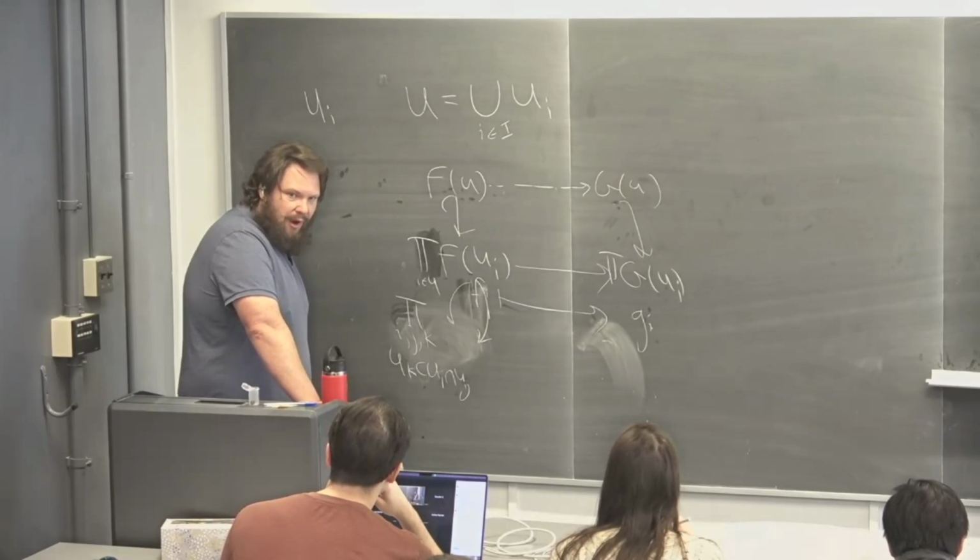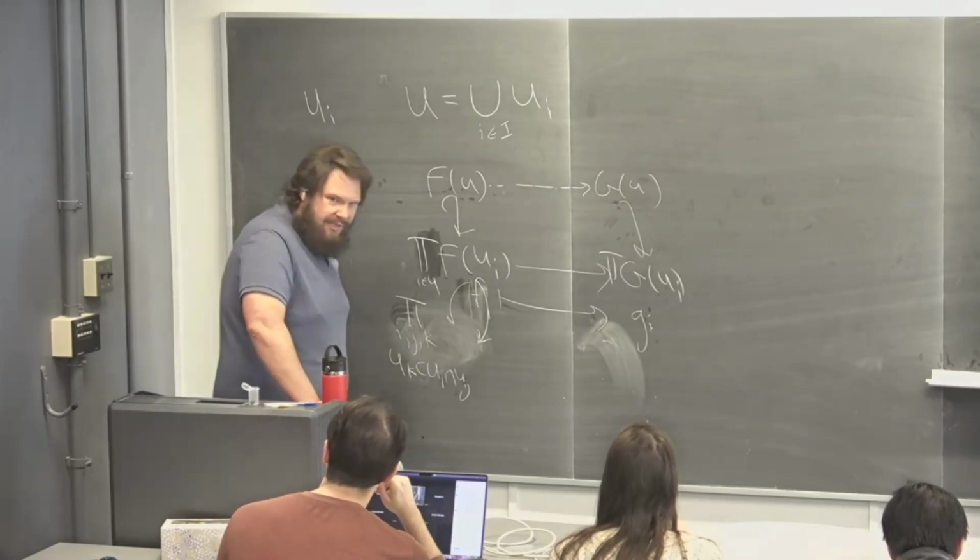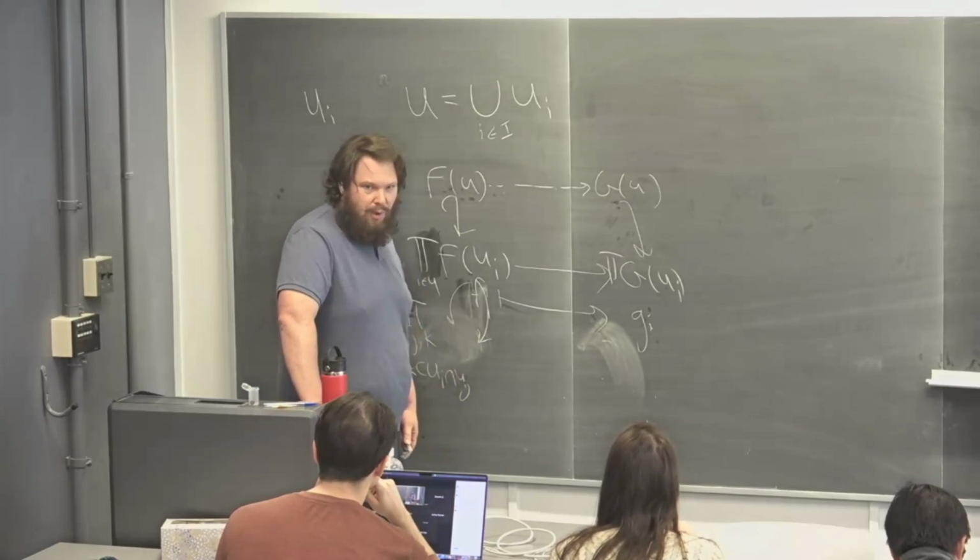Take balls in R^n. The intersection of two open balls isn't an open ball, but it has a cover by open balls.